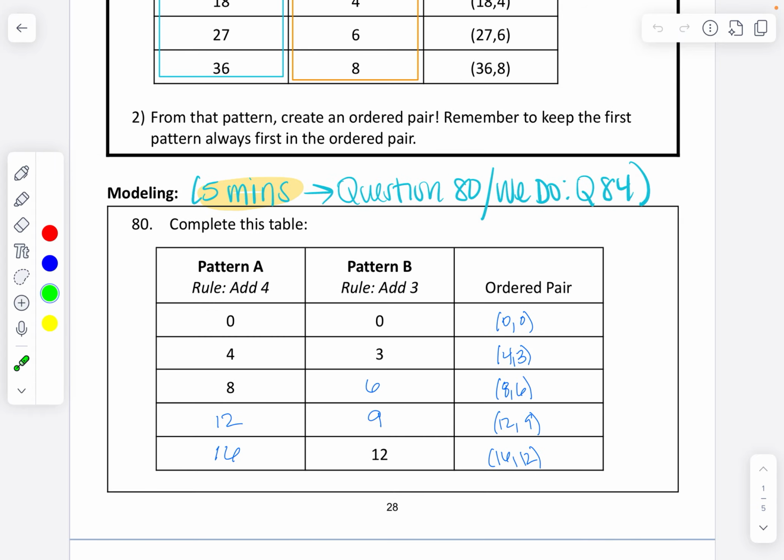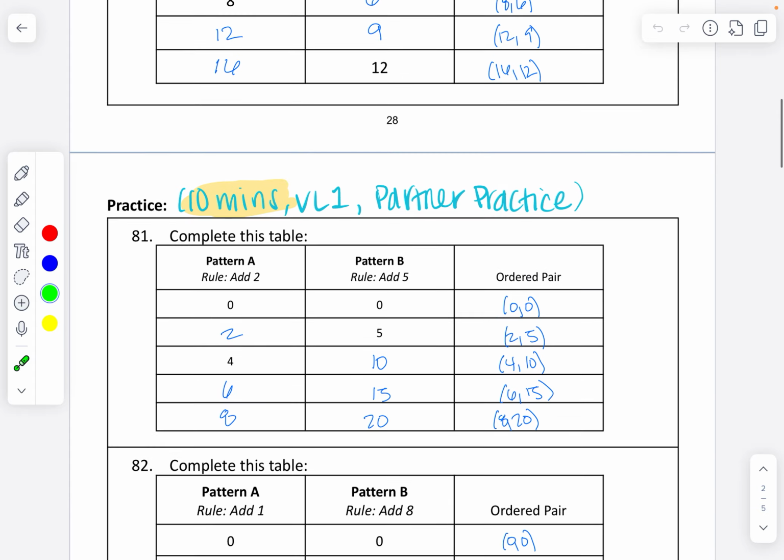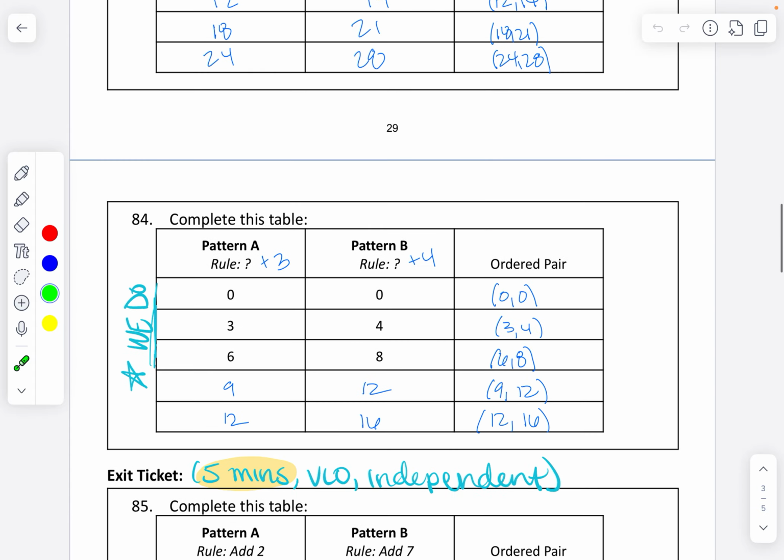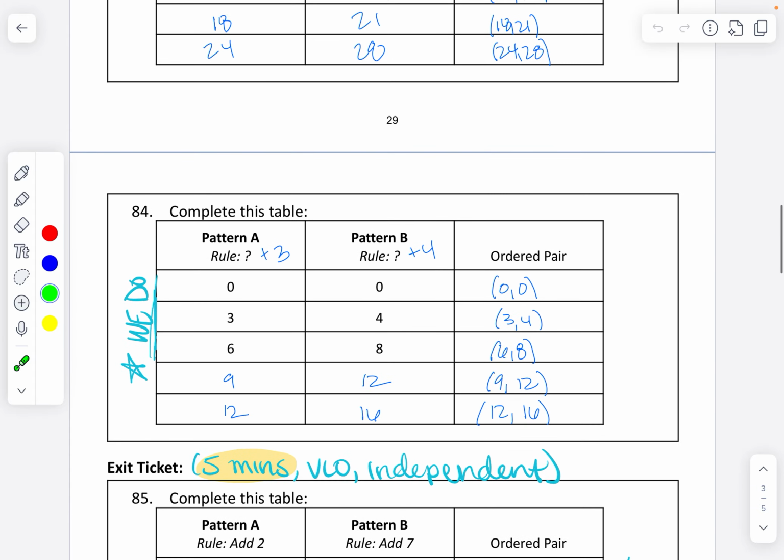So you are going to model for students question 80. You are going to either do the patterns first with the columns, but then some of these patterns have already been done for you, so maybe you want to start with the rows to find the ordered pair. It's up to you. But I want you to model question 80, and I want you to work with students on question 84 because question 84 is a little bit different.